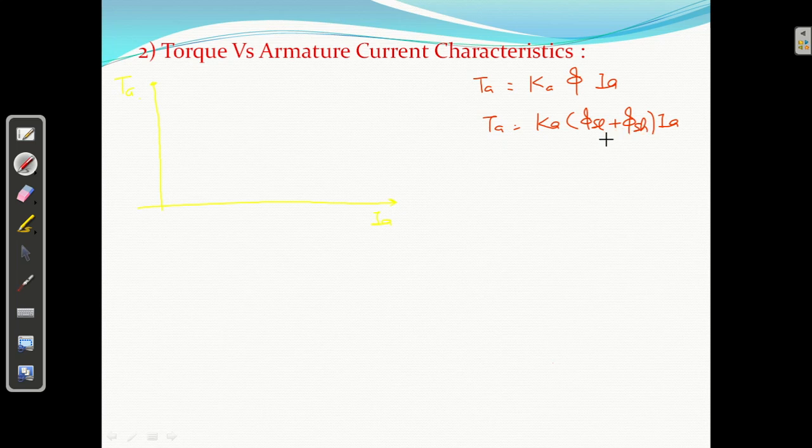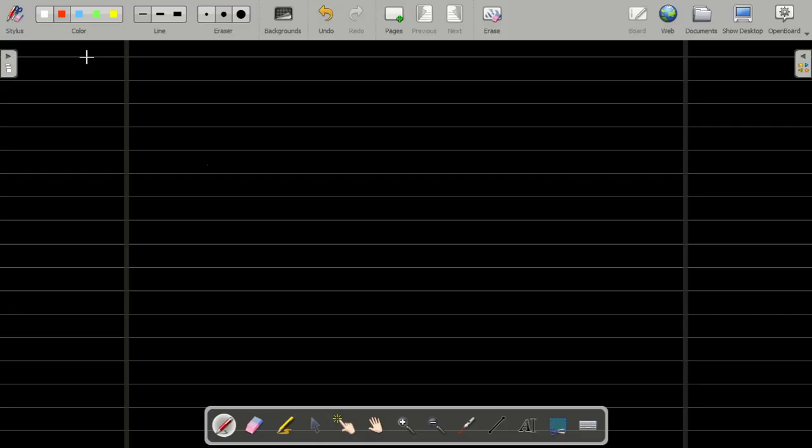So I am going to draw both characteristics, shunt and series. Okay, so this is what? I am going to draw shunt motor, and then it will be tilted from here. This is the characteristic for shunt motor. Clear? Next characteristic I am going to draw for series motor.